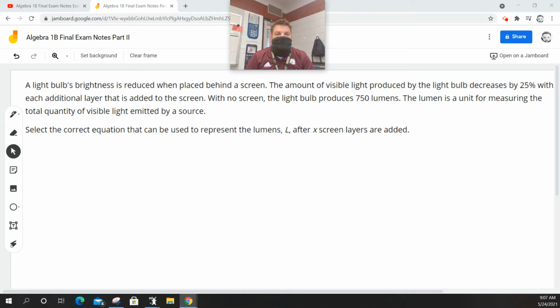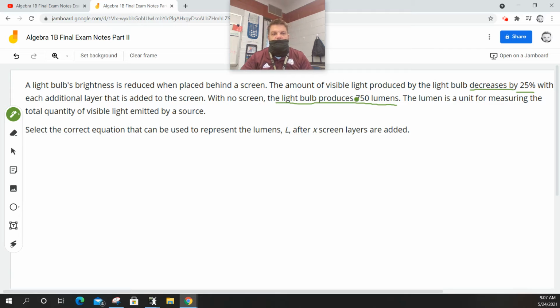A light bulb's brightness is reduced when placed behind a screen. The amount of visible light produced by a light bulb decreases by 25% with each additional layer that is added to the screen. With no screen, the light bulb produces 750 lumens.